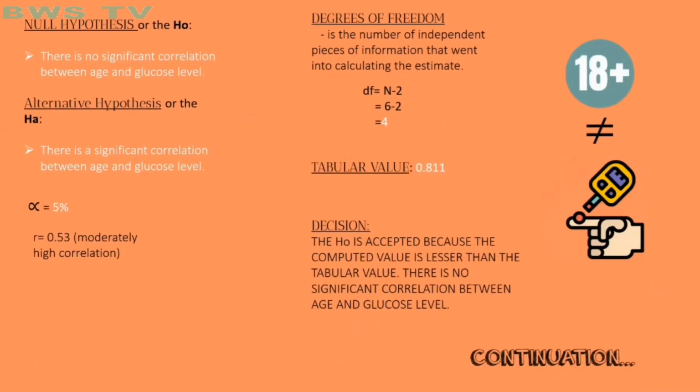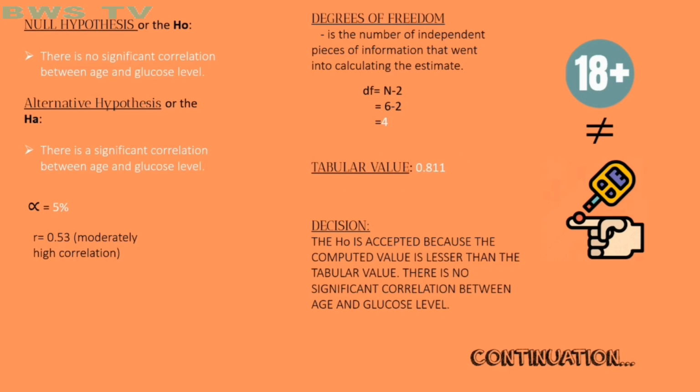Our tabular value is 0.811. To find the tabular value, base it from your degrees of freedom and the level of significance. We are using two-tailed, by the way. The intersection of DF and the 5% level of significance would be your tabular value. You could get the table of tabular values in the internet.